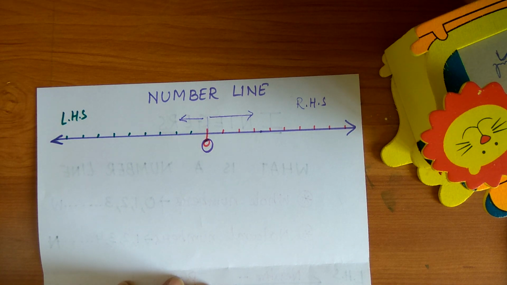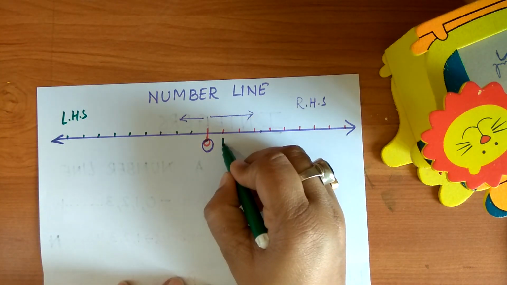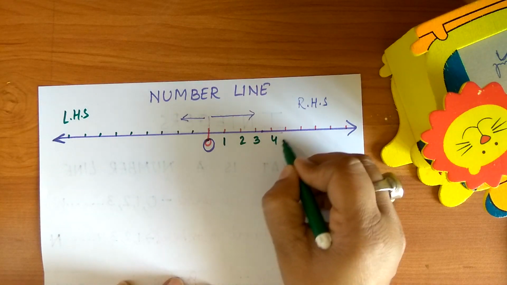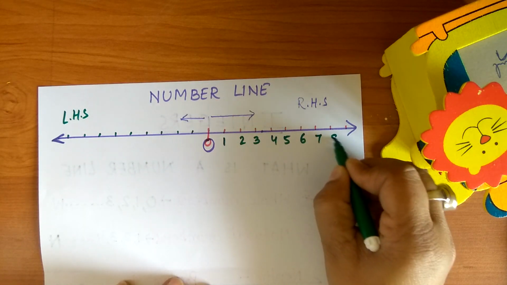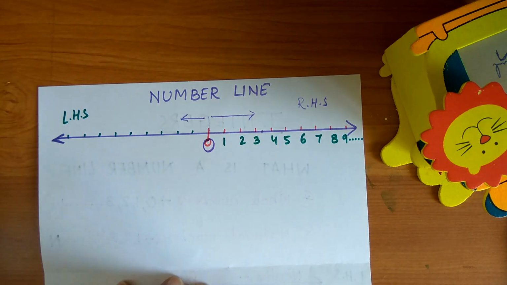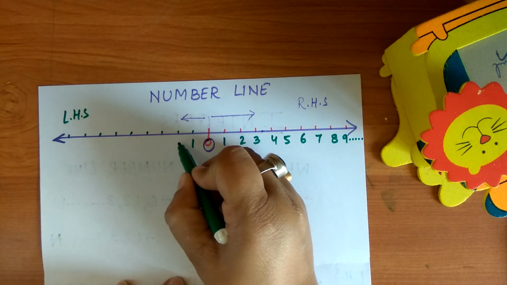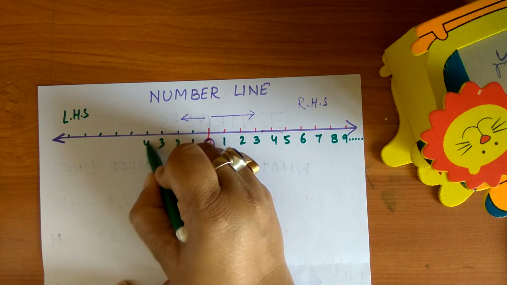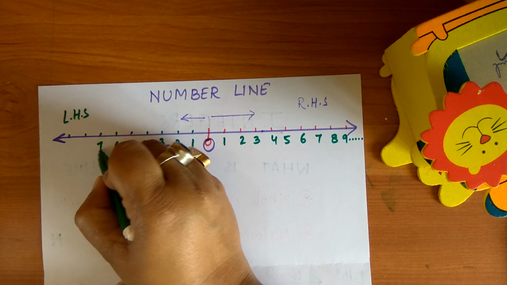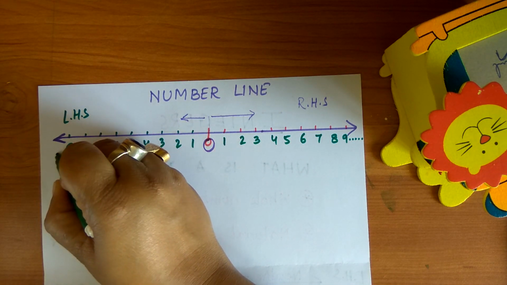We can write the numbers to the right hand side as 1, 2, 3, 4, 5, 6, 7, 8, 9 and so on. Similarly, to the left hand side also we can write 1, 2, 3, 4, 5, 6, 7, 8, 9 and so on.